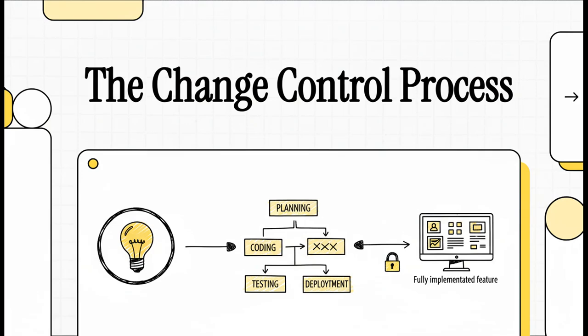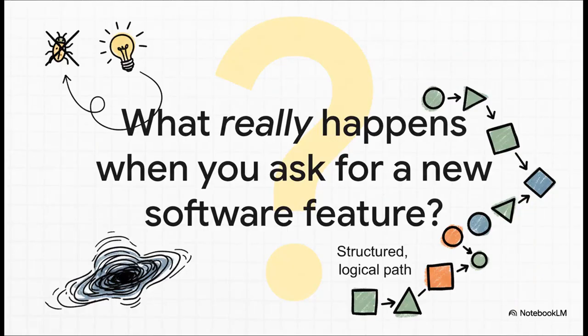All right, let's dive into something that is absolutely essential in software development, but most of the time, it's happening completely behind the scenes. We're talking about change control. We're going to see how a simple idea makes its way through a very specific process to become a real feature on your screen. I mean, think about it. You're using an app, you find a bug, or you have this brilliant idea for a new feature. You send it in, and then what? Does it just vanish into a black hole? Well, no. There's actually a structured, logical path it follows, and that's the path we're going to map out today.